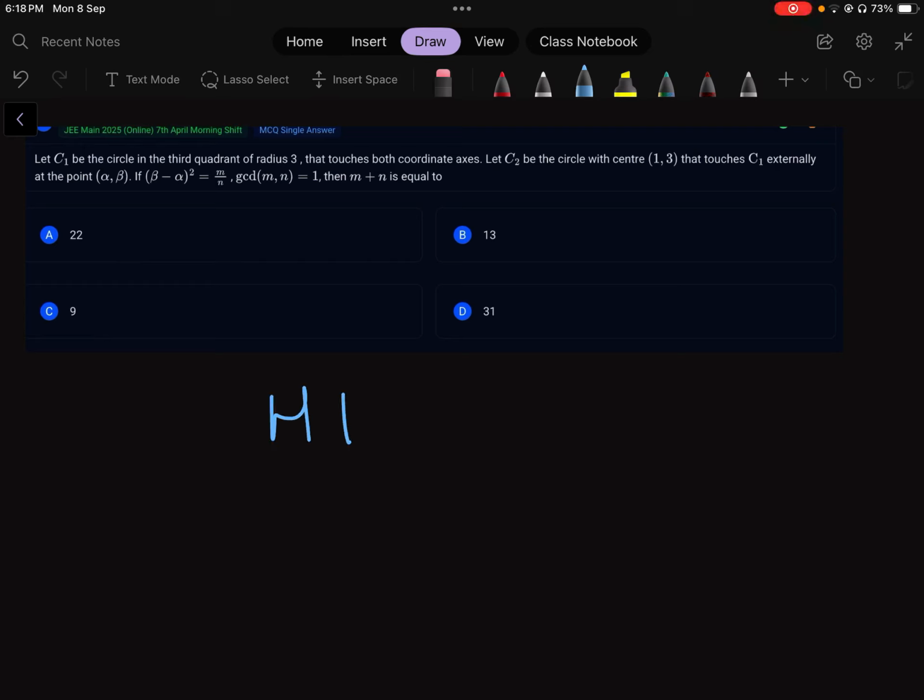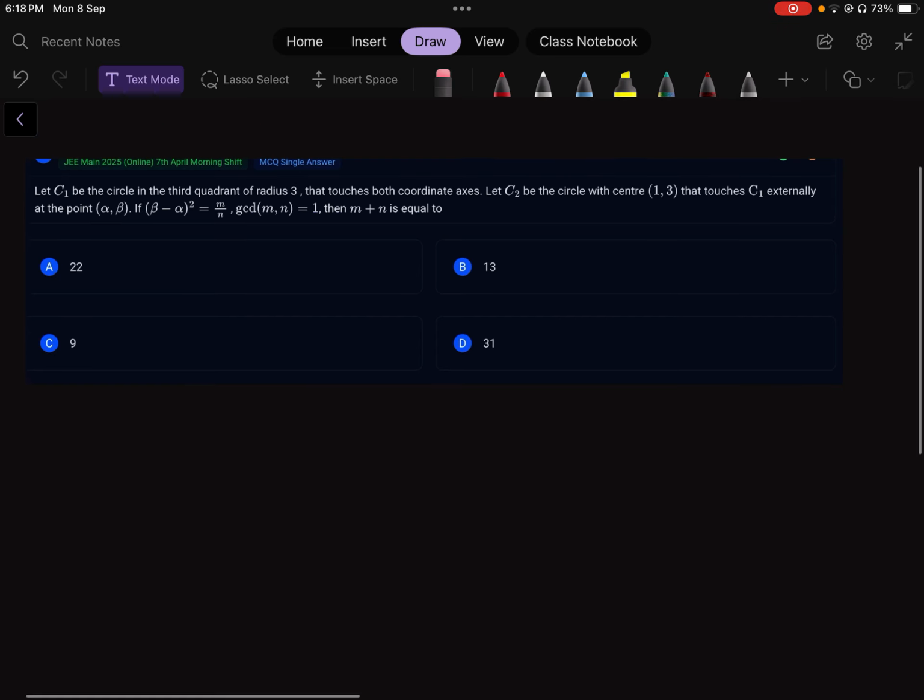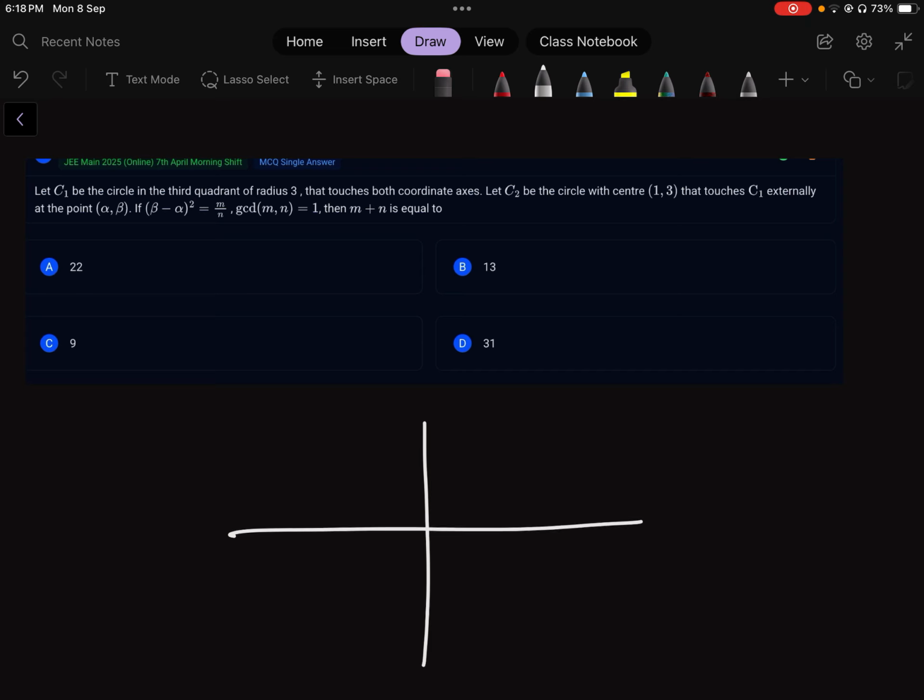All right, hi folks. Today we're going to be solving a question from the toughest shift of JEE Mains 2025 session 2. And it's a question on circles, so it should primarily involve coordinate geometry. Let's give it a fair attempt. So you've got a circle C1 in the third quadrant, right? So the figure is going to be something like this.